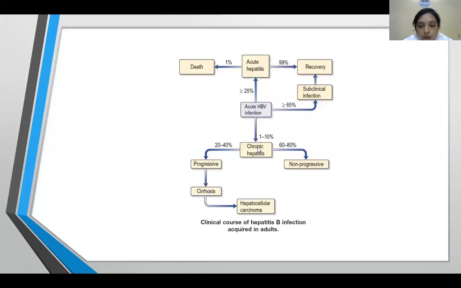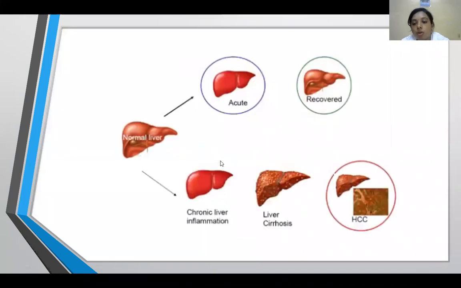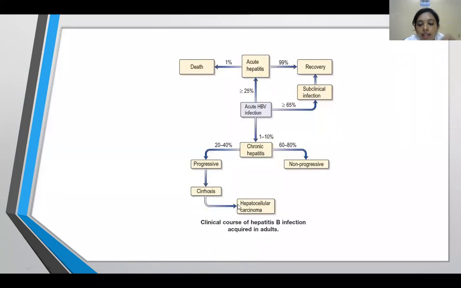Now, coming to the later stage, the 1 to 10%, as I told you, acute hepatitis B virus results in chronic hepatitis. What happens? Chronic hepatitis, as I told you, 60 to 80% is non-progressive, and 20 to 40% is progressive. So what is the progressive, as I told you? See the diagram: cirrhosis, then hepatocellular carcinoma. So you compare this diagram and just remember the percentages roughly. Okay, this is important and this percentage is also important.